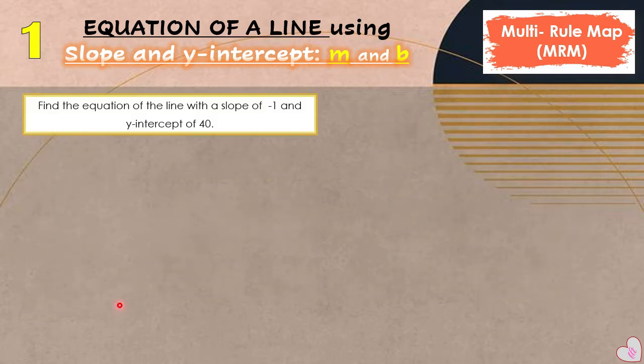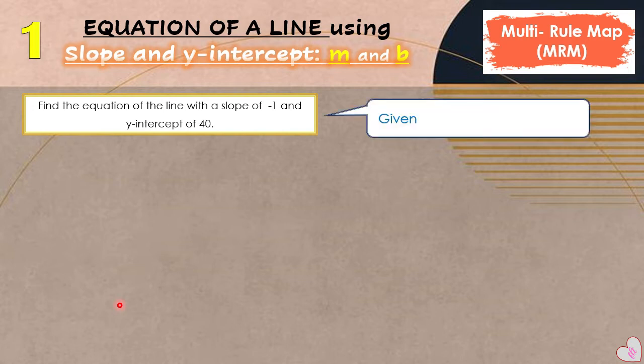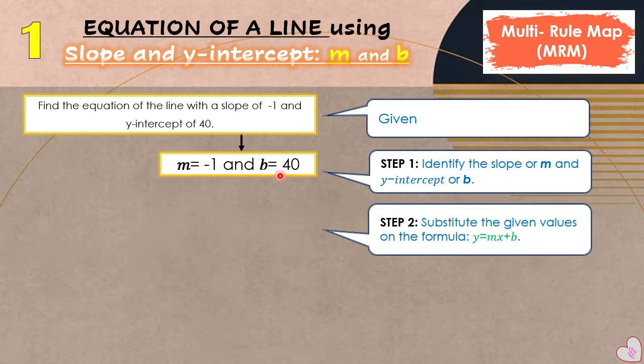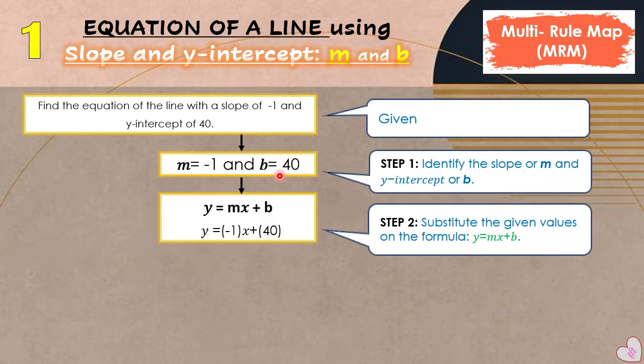Example number 2, find the equation of a line with a slope of negative 1 and y-intercept of 40. So that is the given. Step 1, identify the slope, or m, and y-intercept, or b. M is equal to negative 1 and b is equal to 40. Step 2, substitute the values in the formula y is equal to mx plus b. So we have y is equal to, the value of m is equal to negative 1 times x plus the value of b, which is equal to 40.